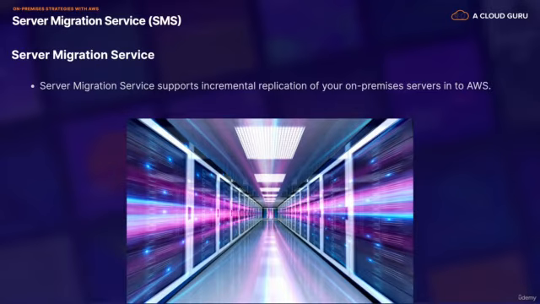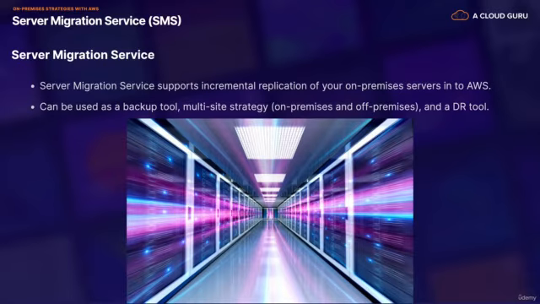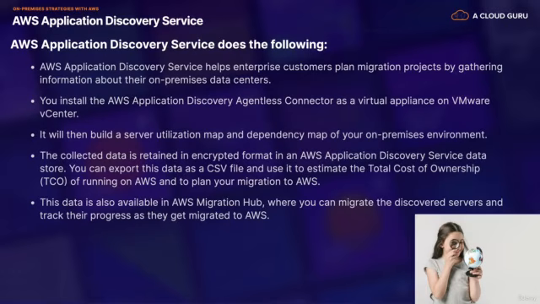Well, basically this allows you to do incremental replications of your on-premise servers into AWS. And this could be used as a backup tool or multi-site strategy, so on-premises and off-premises, as well as a DR tool. So we could be using Server Migration Service for our application servers and Database Migration Service for our actual databases themselves.